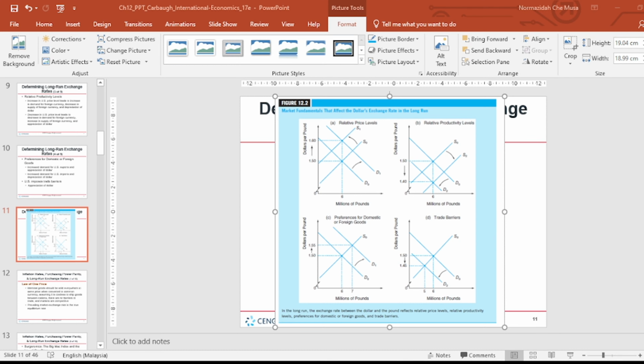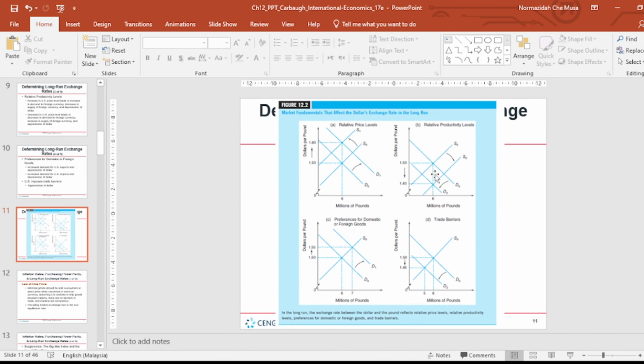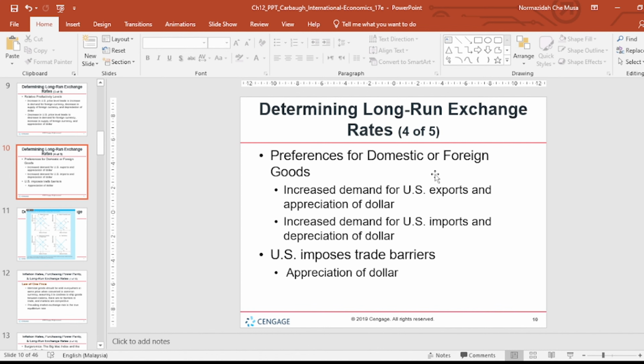We have today to continue from chapter 12 on the determination of exchange rate. Trying to get my slide working. Yeah. So we're going to learn about the determination of exchange rate in the long run, and then after this, in the short run.